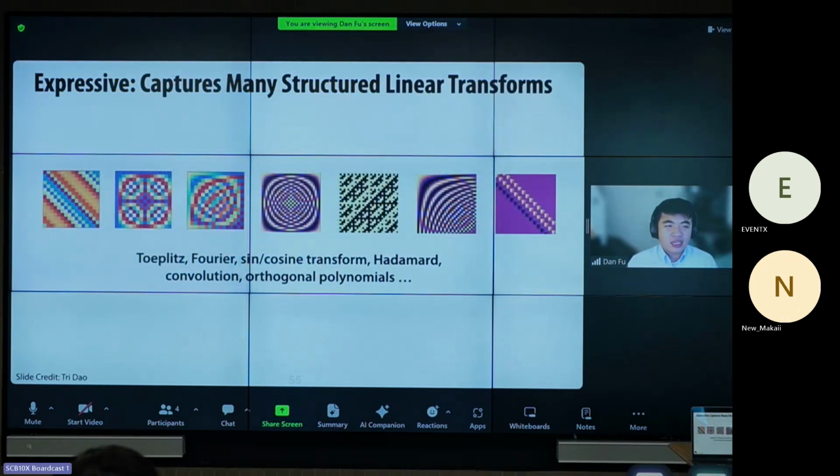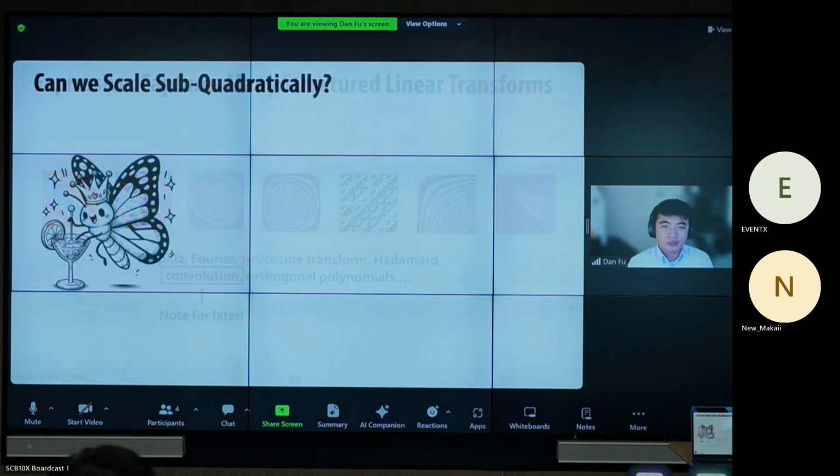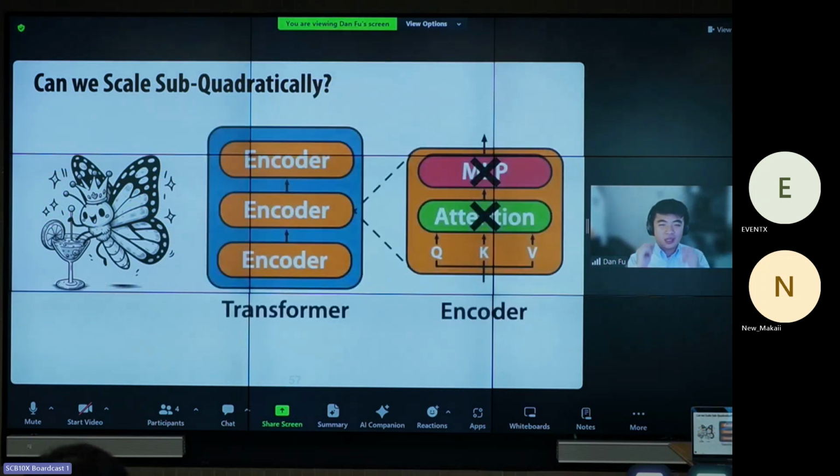Because Monarch matrices generalize this super powerful primitive from signal processing called the FFT, they are going to be very expressive. They capture all of these structured linear transforms. I'll briefly call out that convolution is particularly important because, if you remember from the first part of the talk, we used gated convolutions to replace attention. To project forward to where this is going, we can actually use Monarch matrices to exactly replace the gated convolutions from the first half of the talk. So now we're going to use Monarch matrices to replace MLP and attention with something that scales sub-quadratically.